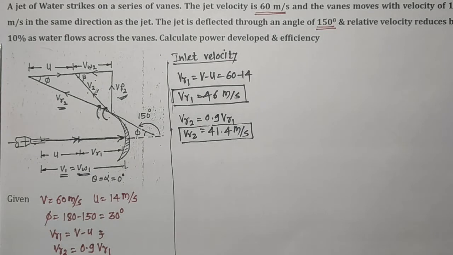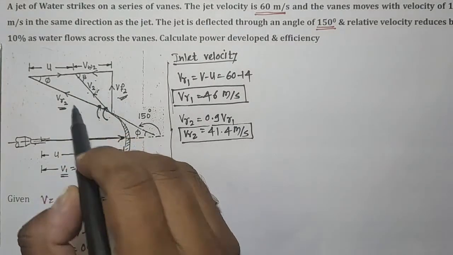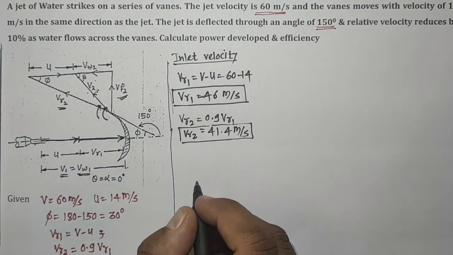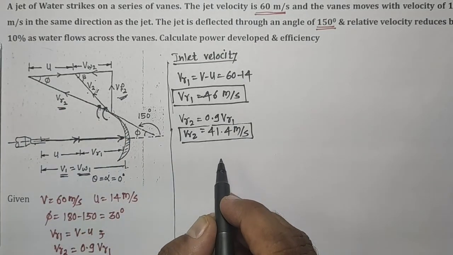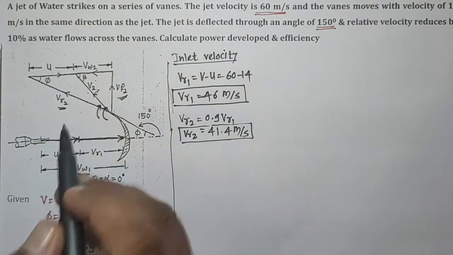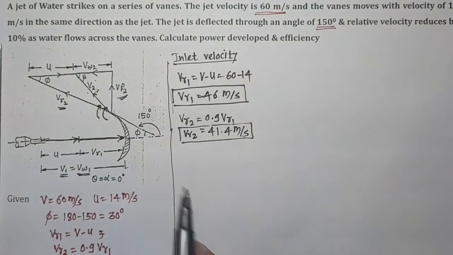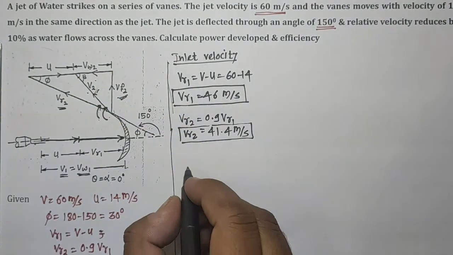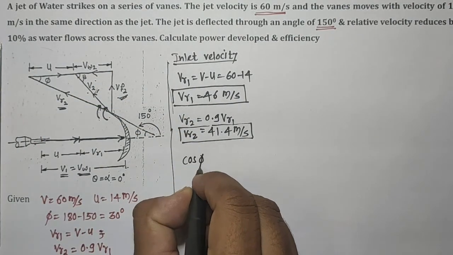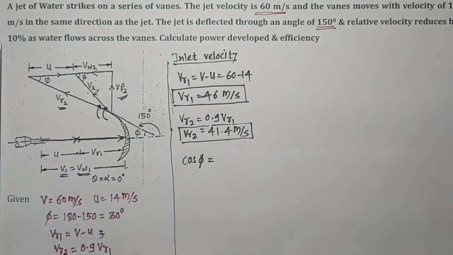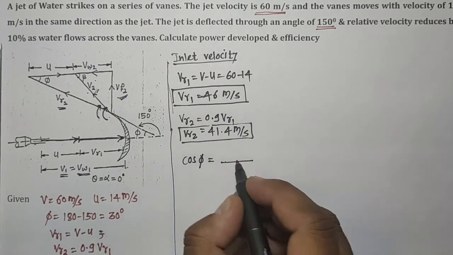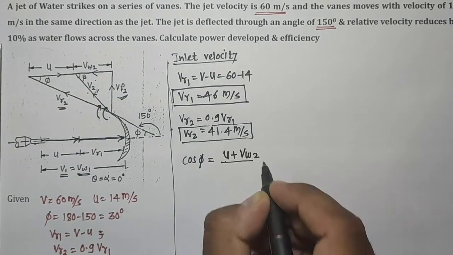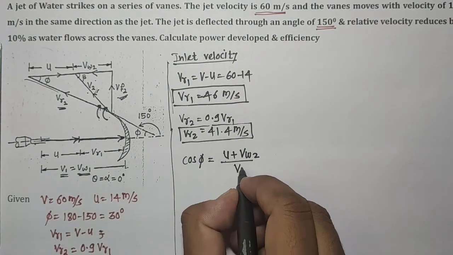Now we will find out all the values related to the exit velocities. So how to find out all these things? First of all, we will find out one of the velocities, that is what we call u, and based on that we can find out VW. With the help of basic trigonometry, cos phi is equal to, here is the phi angle, basically this side, which is nothing but the addition of u plus VW2, divided by this side, which is nothing but VR2.